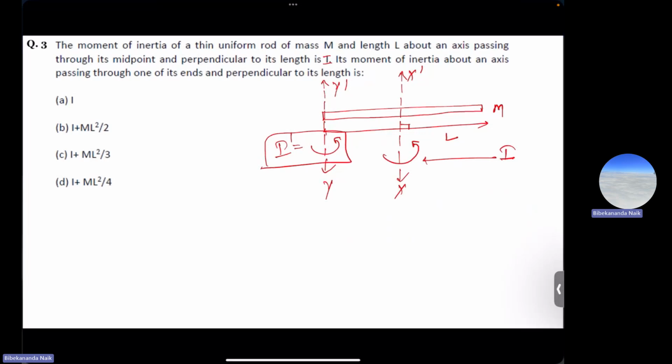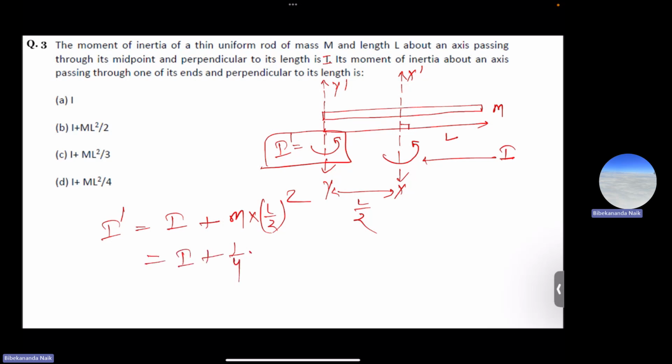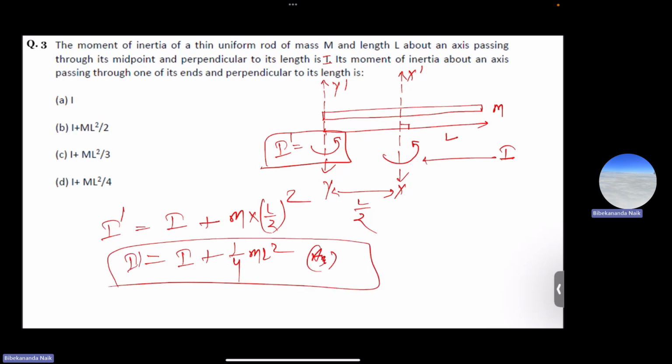We know the initial moment of inertia is I. Now what will be the new moment of inertia? It will be I plus, and the distance between these two axes is L by 2, so M into L by 2 square. So it will be I plus 1 by 4 ml square. So the correct option is option D.